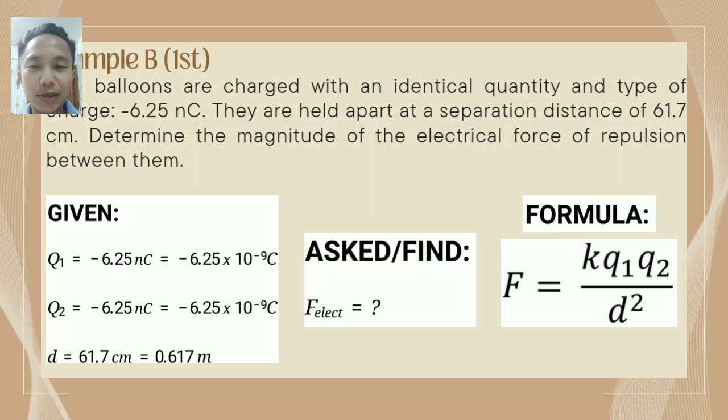And for the electrostatic force, which is the missing value, we need to find it. Okay, so the formula to be utilized in this problem would be the electrostatic force, which is equal to the Coulomb's law constant times the initial quantity of charge times the final quantity of charge divided by the square of the separation distance.